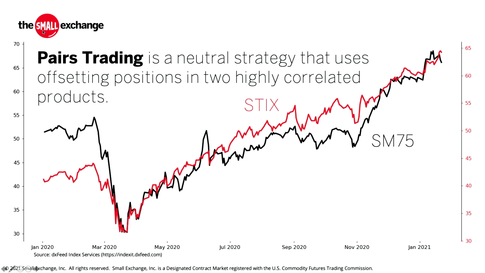So pairs trading is a neutral strategy that uses offsetting positions in two highly correlated products. And in today's example, we're going to be using primarily the small technology futures and the small stock 75 futures. Those are two equity index futures from the small exchange here.